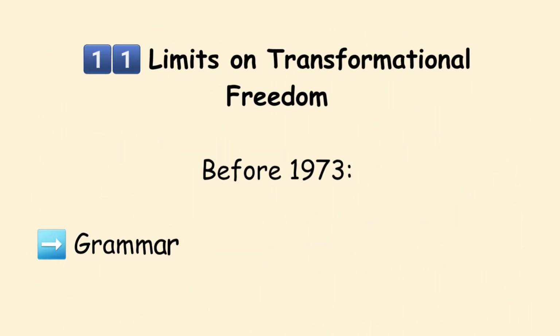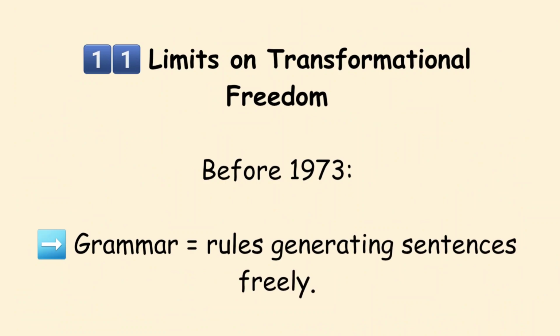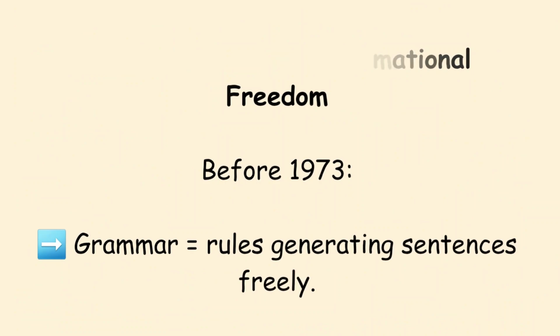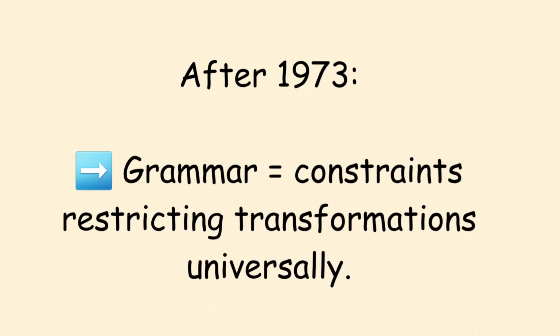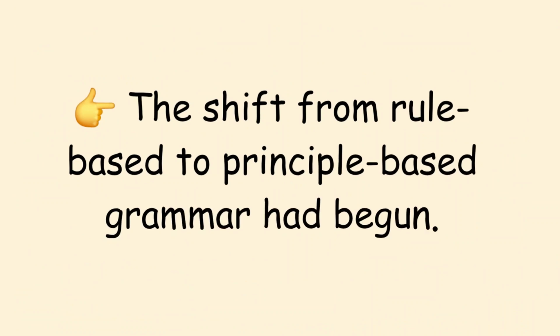11th, limits on transformational freedom. Before 1973, grammar consisted of rules generating sentences freely. After 1973, grammar had constraints restricting transformations universally. The shift from rule-based to principle-based grammar had begun.